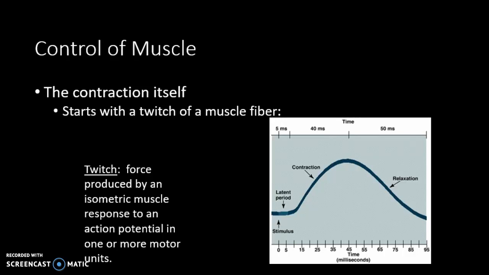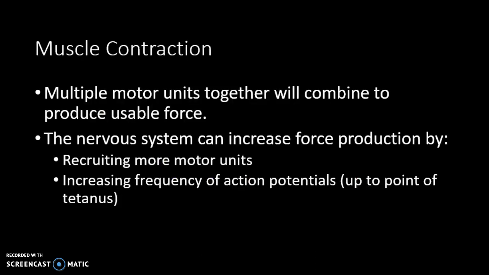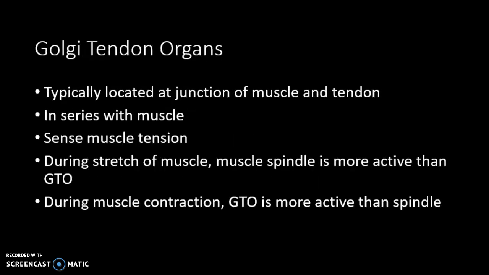Now the contraction itself starts with the muscle fiber. We understand that there's a twitch, then we have summation, and then we have tetanus, where the muscle is not allowed to relax between action potentials. And when we get that muscle contraction, multiple motor units together will combine to produce a force. We increase force by recruiting more motor units and increasing the frequency of action potentials.